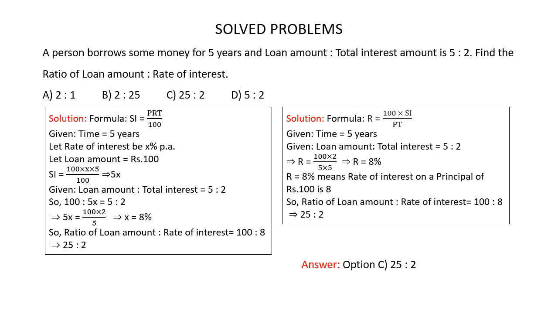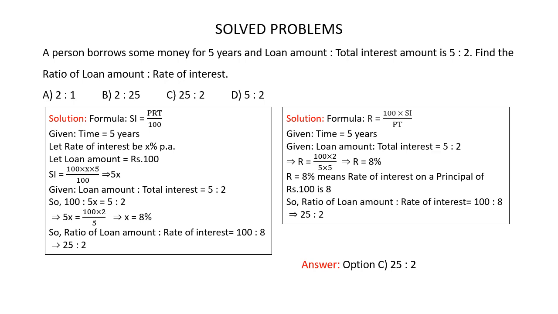Now let's look at the second method. Now here we are asked to find the ratio of loan amount and rate of interest. So first let's find out the rate of interest using the formula R is equal to 100 multiplied by SI divided by PT. Now it's given that the time is 5 years. It's also given that loan amount is to total interest is equal to 5 is to 2. So this means that SI is 2, P is 5 and T is 5.